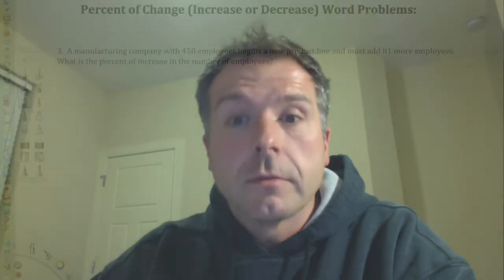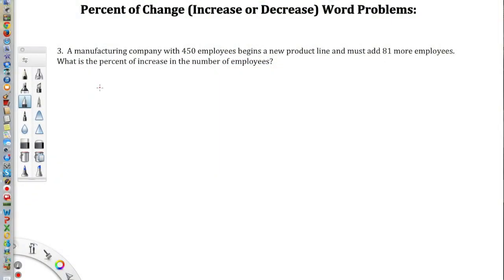Let's try another one. Stingrays, let's take a look at number three on our worksheet. This will be the last percent of change problem that I'll show you. The rest you'll do on your own. But once again, let's read the problem. It says a manufacturing company with 450 employees begins a new product line and must add 81 more employees. Okay, so we have an increase of employees here. What is the percent of the increase in the number of employees?